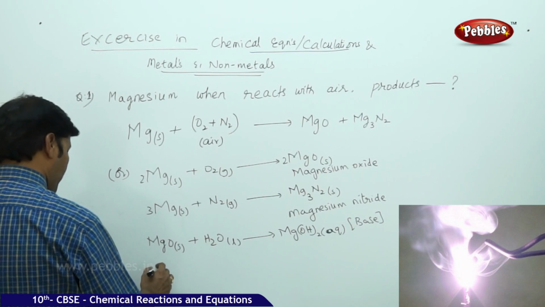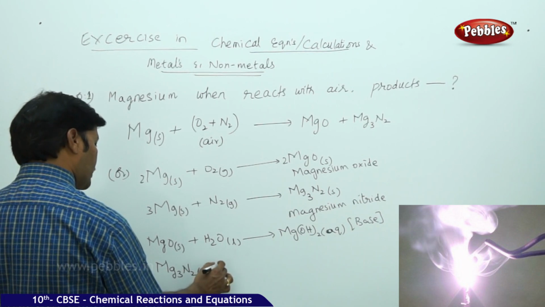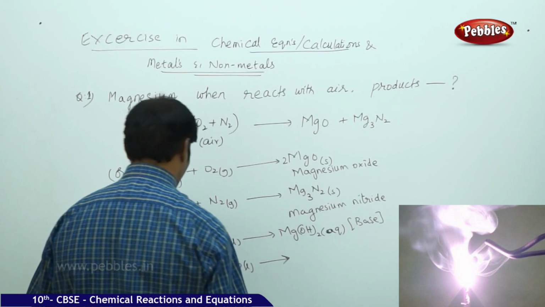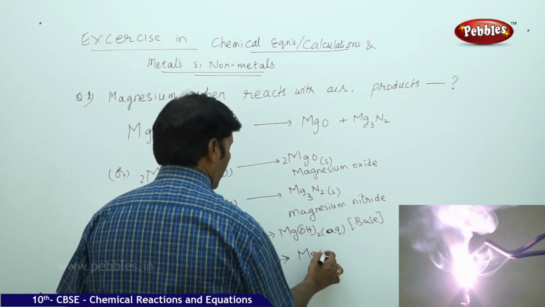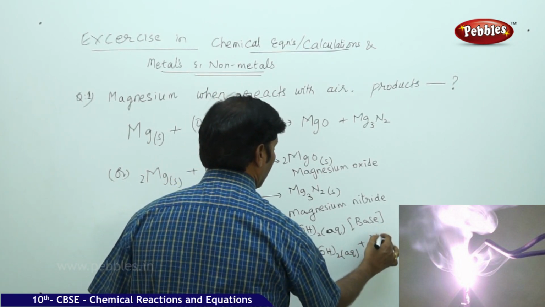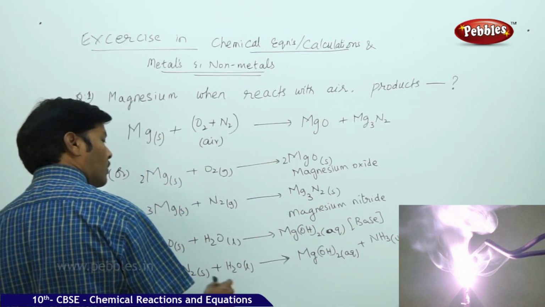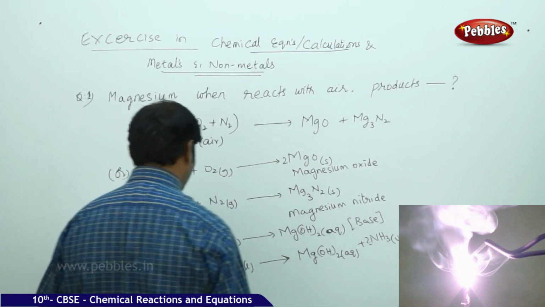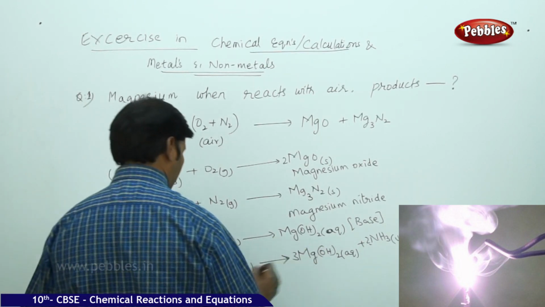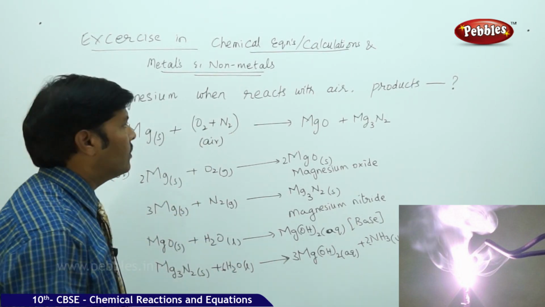Again, magnesium nitride, if you take solid plus H2O, liquid, gives rise to magnesium hydroxide, aqueous plus ammonia vapors. Balance the equation, take 2 nitrogens here, so assign 2 here, 3 magnesium, so assign 3 here. I think the number of oxygens are 6, so take 6 over here. The reaction is automatically balanced.